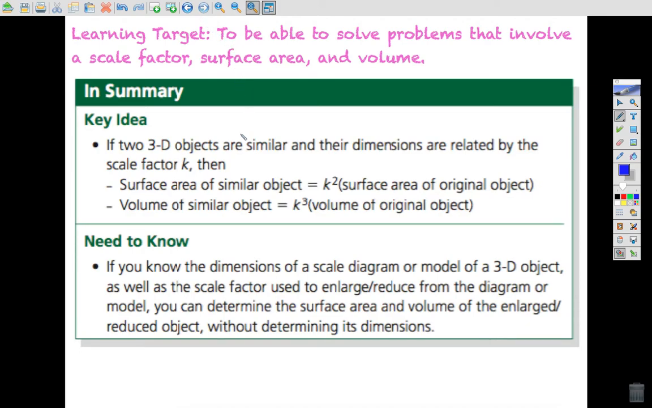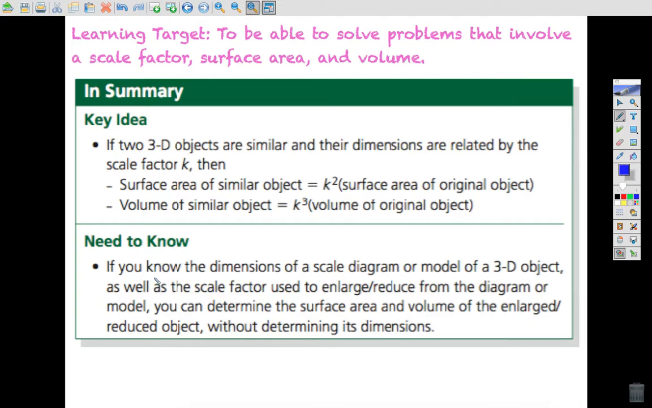So that was it. In summary, the key idea is if two 3D objects are similar and their dimensions are related by a scale factor of k, then the surface area of the similar object is going to be k squared times the surface area of the original, and the volume of the similar object is going to be k cubed times the volume of the original.